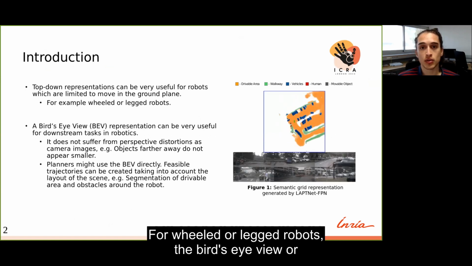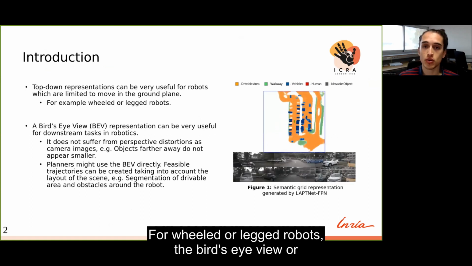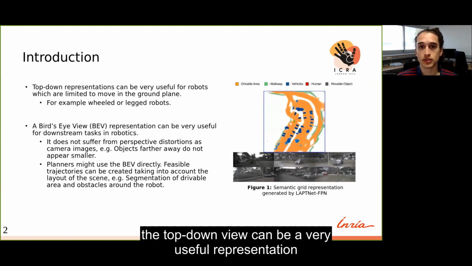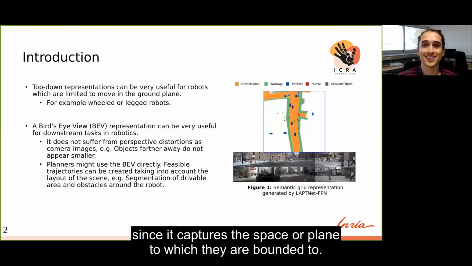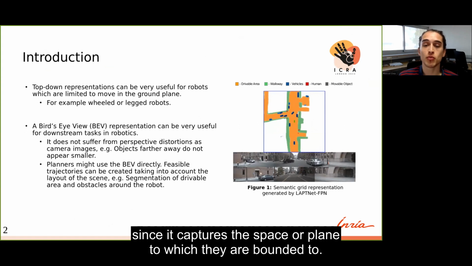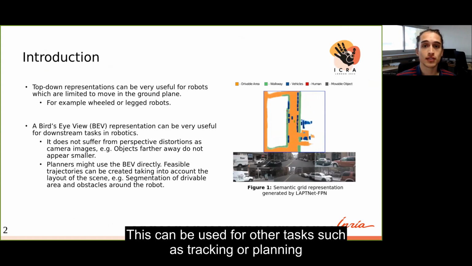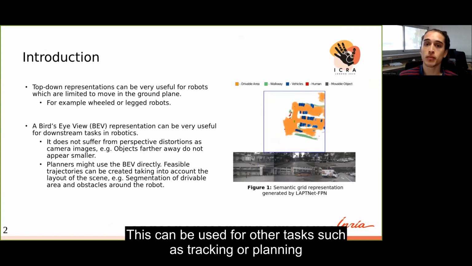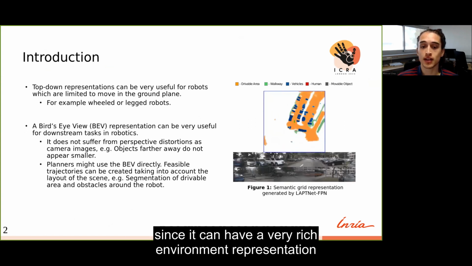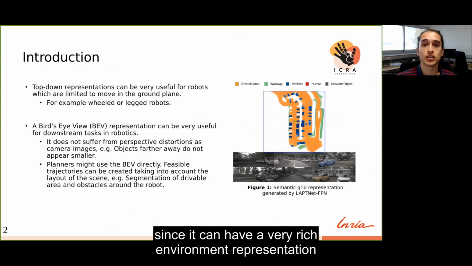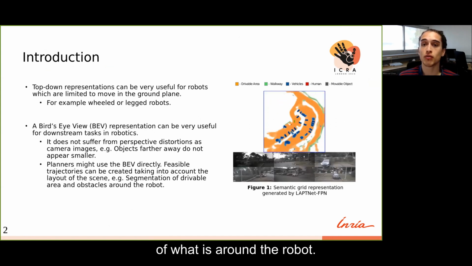For wheel-like robots, the bird's eye view or the top-down view can be a very useful representation since it represents the space or the plane which they are bounded to. This can be used for other tasks such as tracking or planning, since it can have a very rich environment representation of what's around the robot.